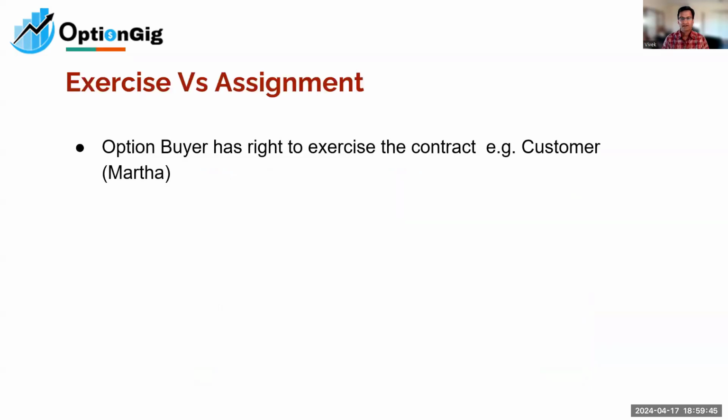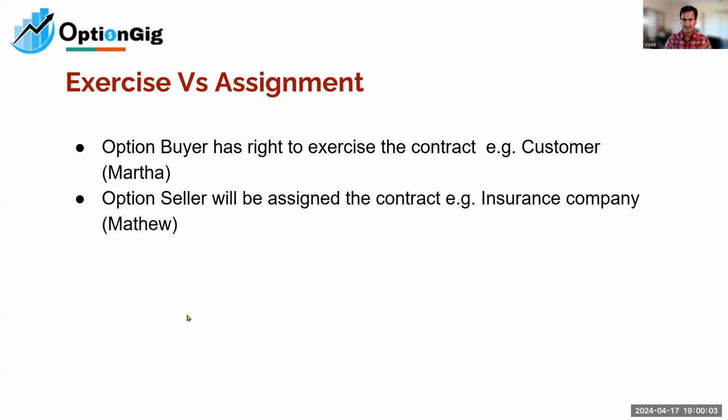So two things that you'll hear when dealing with options are exercise and assignment. Pretty easy to understand. The buyer has a right to exercise the terms of the contract. The terms of the contract would be that you can put the stock, and the option seller will be assigned those terms, so he will have to execute on those terms. For example, Martha had a right to exercise it, and the option seller will be assigned the contract.